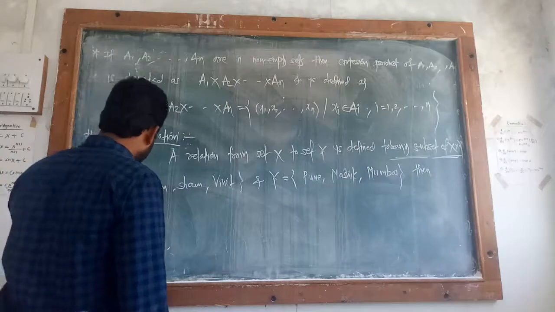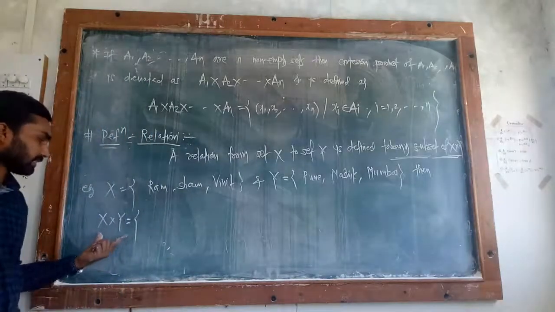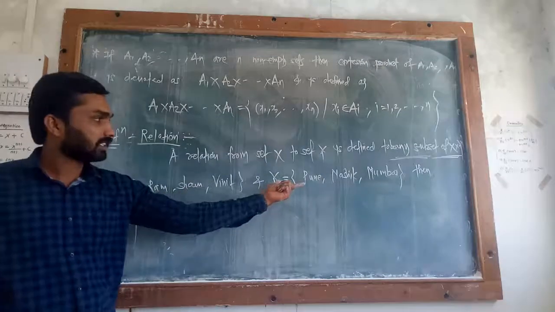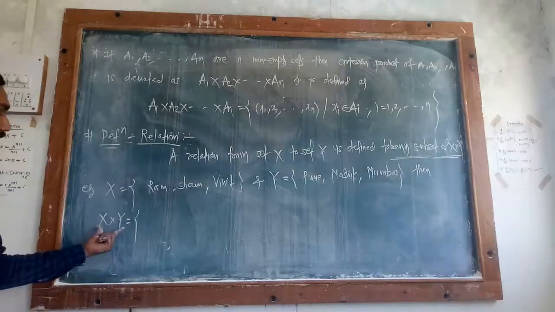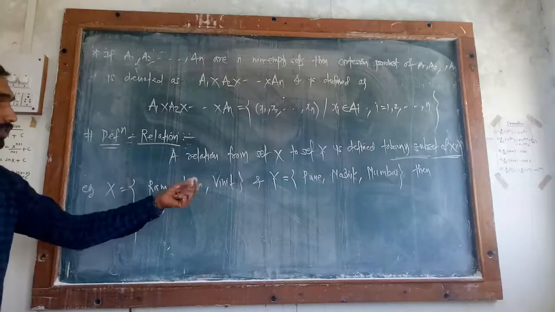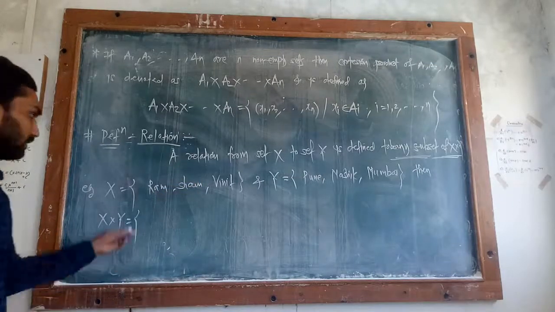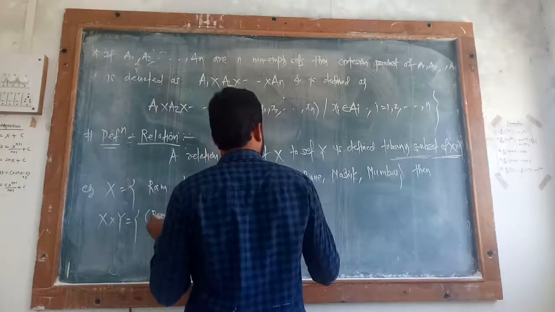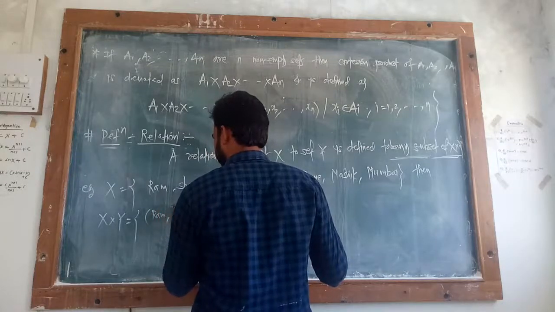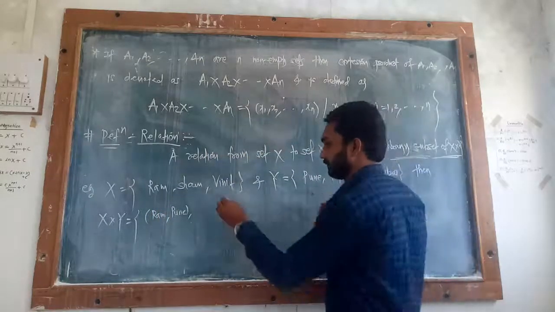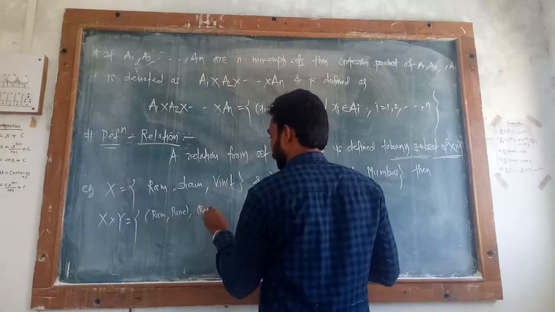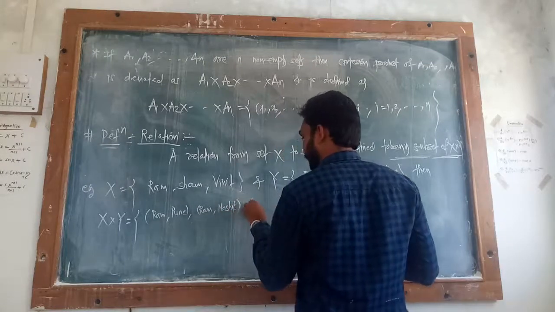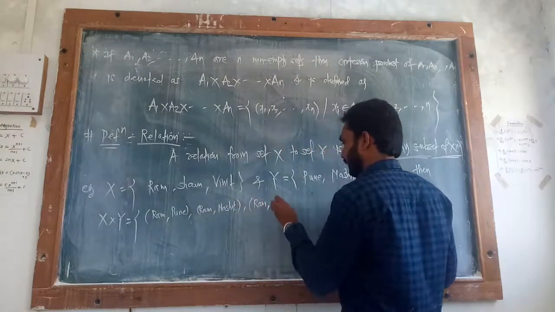X cross Y is the Cartesian product of X and Y. How many elements are in X cross Y? X contains 3 elements, Y also contains 3 elements, so the total number of elements in the Cartesian product is 3 cross 3, that is 9 elements. With these 9 elements, first take Ram with Pune. Second element is Ram with Nasik. Next, Ram lives in Mumbai.